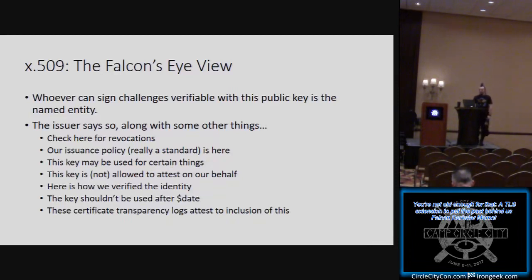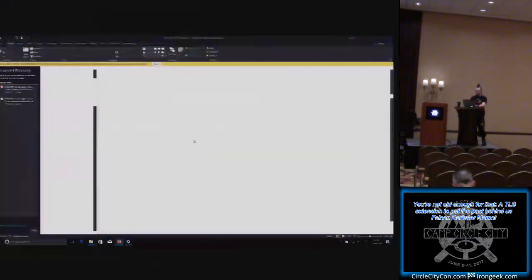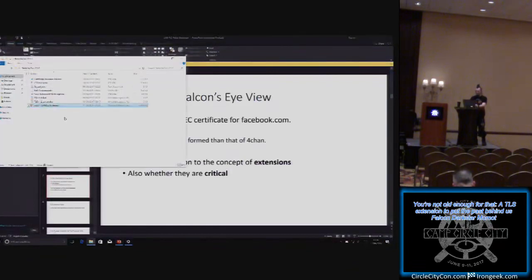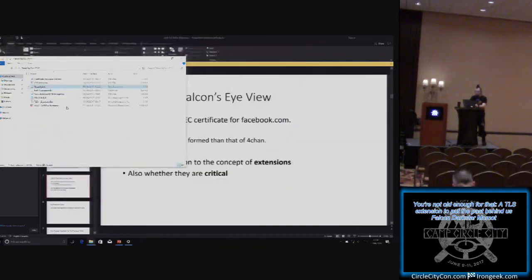And it also includes information like if you want the certificate transparency logs to be sure that we were on the up and up when we were issuing this one, look here. I'll show one in a moment. In fact, I'll show one now. Let's briefly look at the certificate for Facebook.com, which includes all of the modern features and makes a very, very, very good example. We'll pay attention to the concept of extensions, and the purpose of this exercise is just to look a little bit at where this extension will go. Oh, I should probably blow that up a little, shouldn't I?